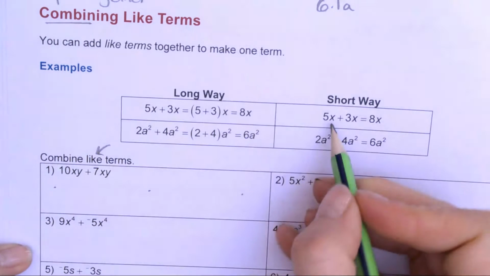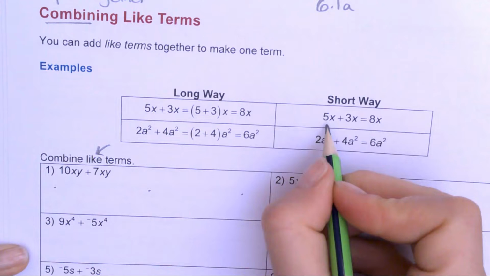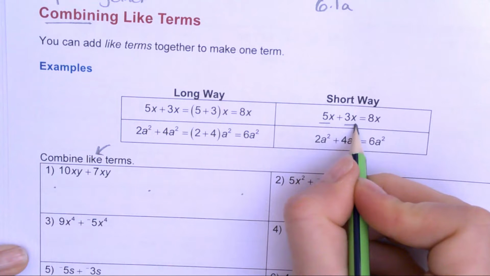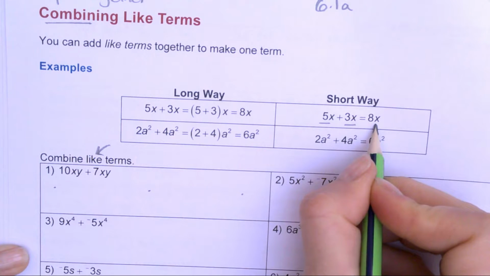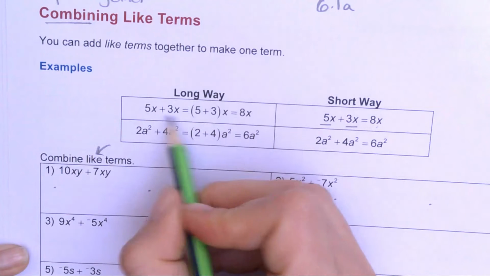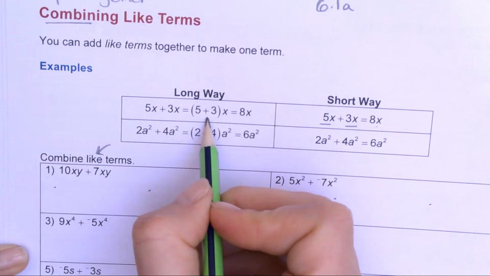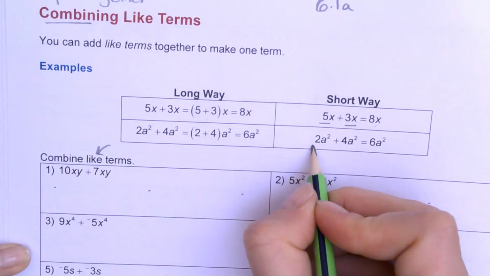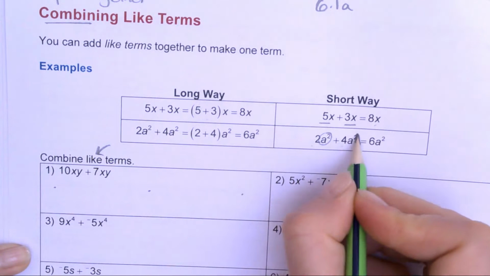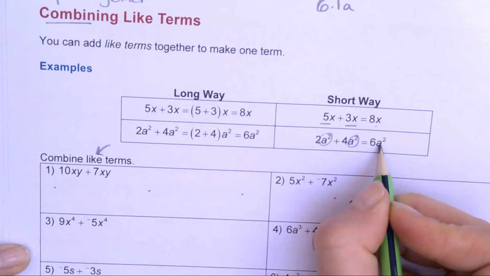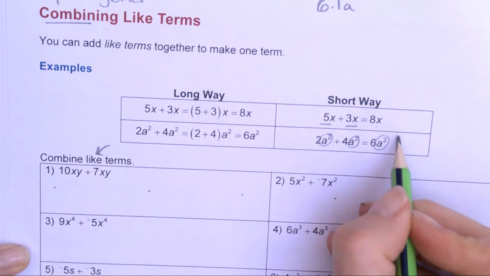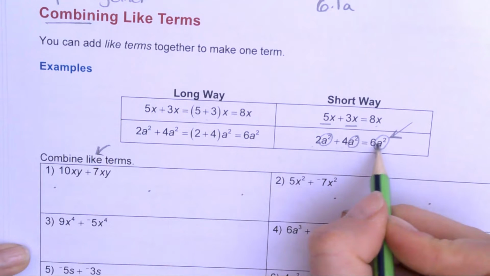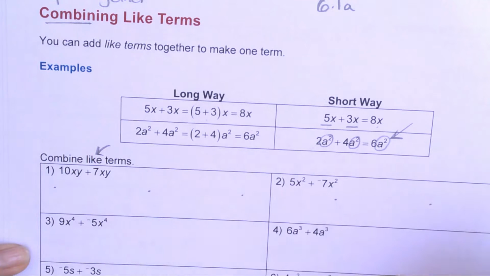So what we do is we have 5x plus 3x. Well, that's just the same as 8x. So you can pull those numbers out together, but who wants to do that? So here, if I have 2a squared plus 4a squared, how many a squareds do I have? 6a squared. So you can see we don't change the exponents. We just keep everything the same.